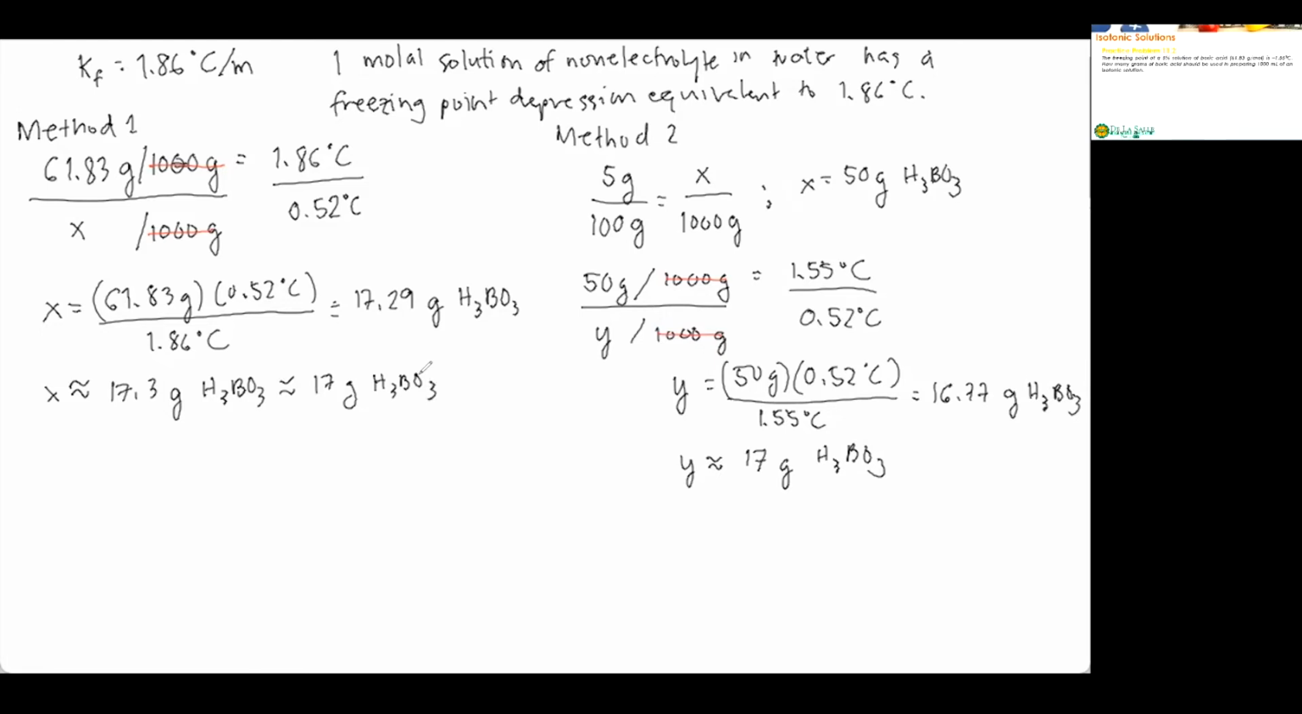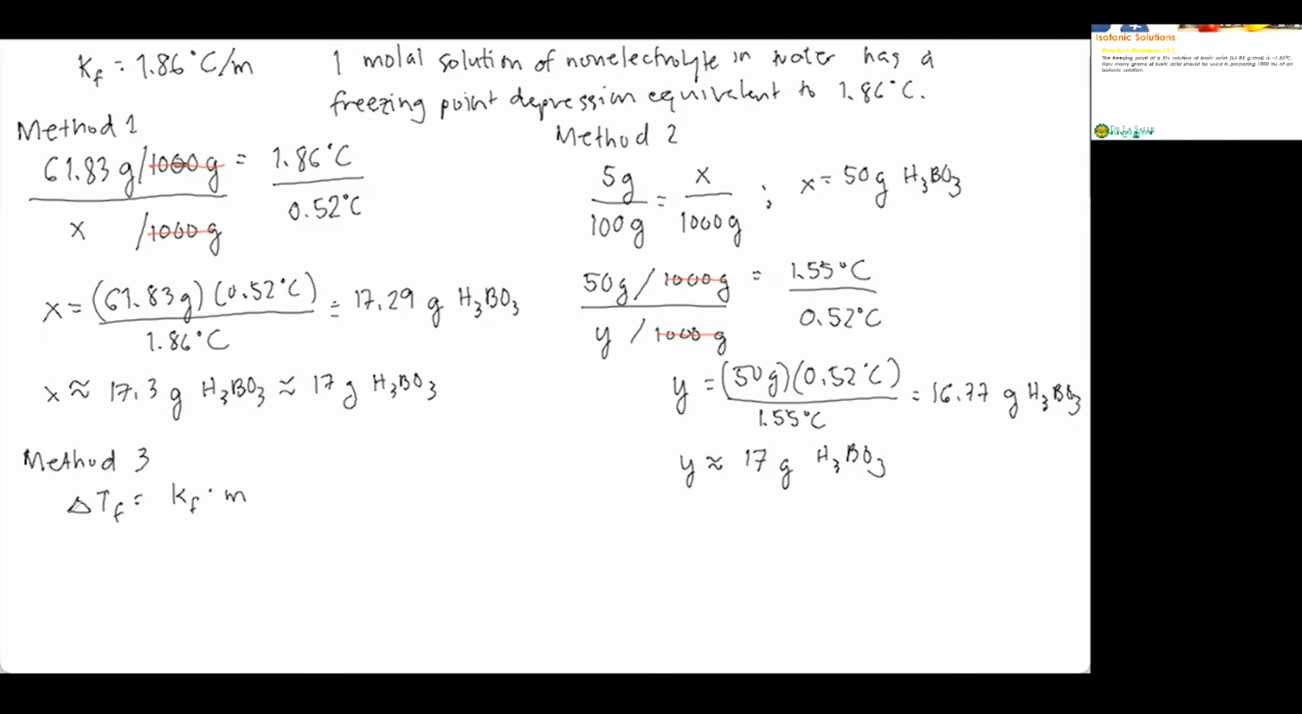There is in fact a third method by which we can calculate the amount of the boric acid that is required to make an isotonic solution, and that is to use the formula that we have mentioned before. Method number 3. So in the third method, we will make use of the formula delta TF equals Kf times the molar concentration of the solution.